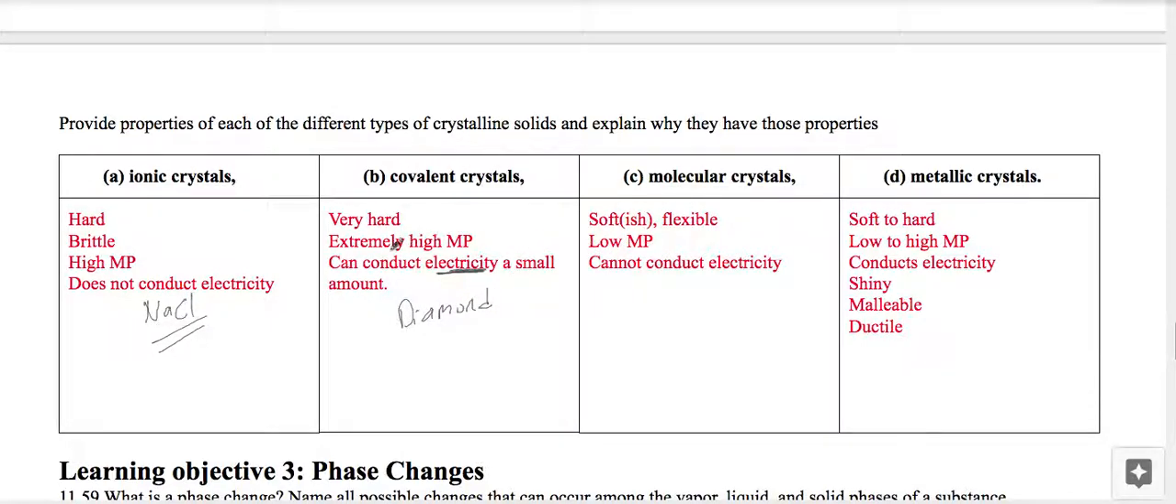And so diamonds are very hard. It's the hardest natural substance known, has an extremely high melting point, and this is one that you'd have to remember. It does conduct electricity a small amount, and this is important. This has some important applications.